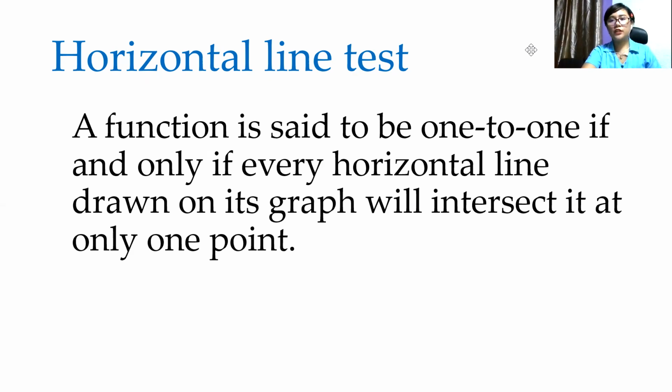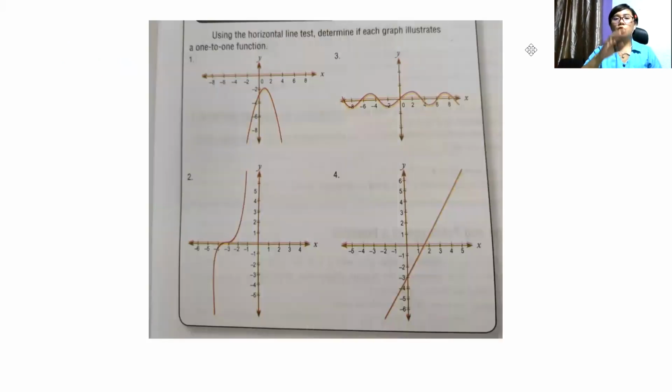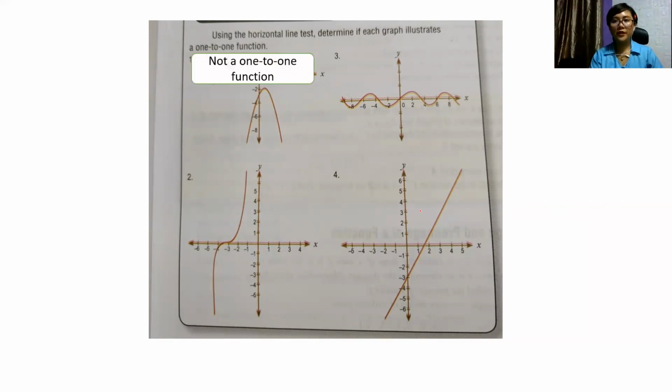Okay, let's have an example so that you will better understand. So, using the horizontal line test, determine if each graph illustrates a one-to-one function. So, gagawa tayo ng horizontal line test para malaman natin if the graph is a one-to-one function or not. So, if I'm going to create a horizontal line test, okay, dito gumawa ako or dito gagawa rin ako, kung titingnan nyo class, bawat horizontal line test na nabuo ko, may dalawang parte ng graph na ito na na-touch ko. Therefore, this is not a one-to-one function.